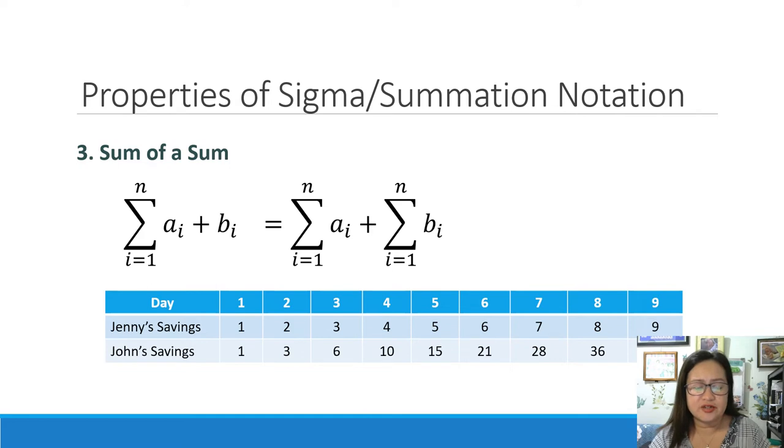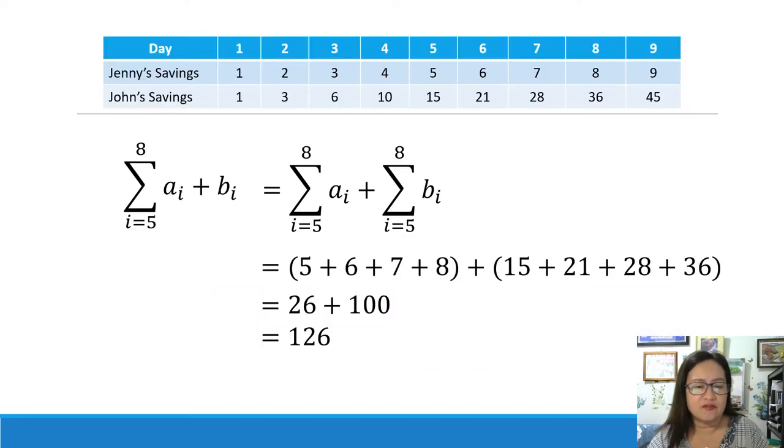Now considering the given data below, we have Jenny's savings. On the first day we have 1, second day 2, on third day 3, and so on. Then we have John's savings, which is 1, 3, 6, 10, 15, 21, and so on. Now what if we were asked to get the summation of a sub i plus b sub i, where i starts from 5 up to 8?